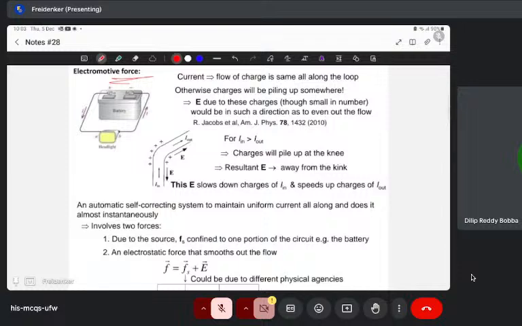It has the same units as voltage. First we'll see what is electromotive force, and then we'll try to understand why the name force is given to it. Current flow of charges is the same along the loop.